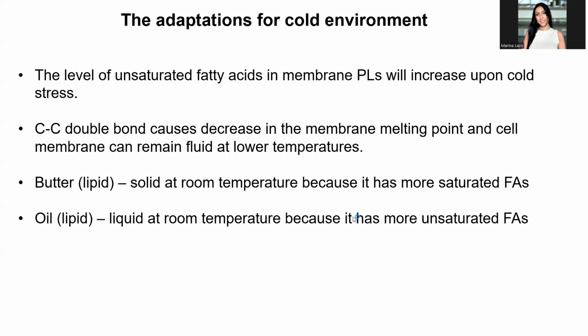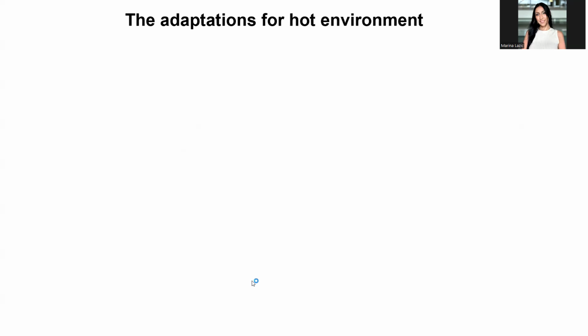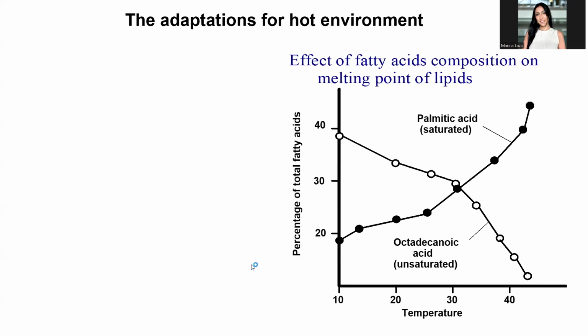If you look at the oil, oil has a rich content of unsaturated fatty acids. That's why it's a liquid at room temperature. So what is different between these two lipids is the melting point. At colder temperature, you will have a decrease of melting point of cellular lipids. In terms of a hot environment, as you can imagine, the situation is slightly different.